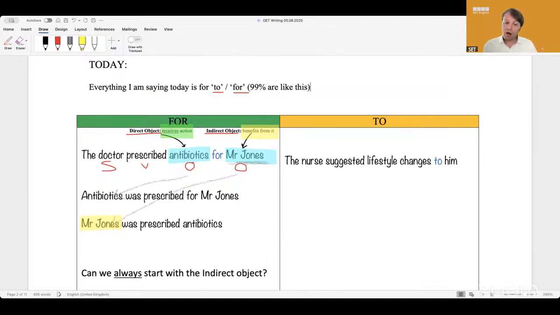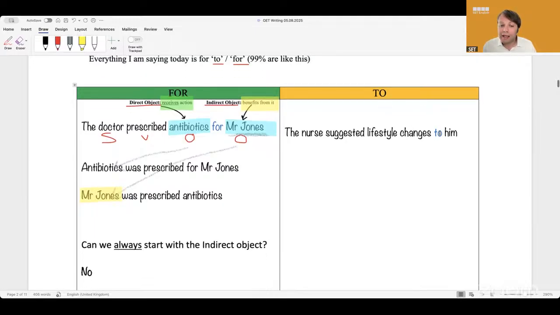Okay, all right. What about to then? Let's look at to. Where is the direct object in this sentence? The nurse suggested lifestyle changes to him.